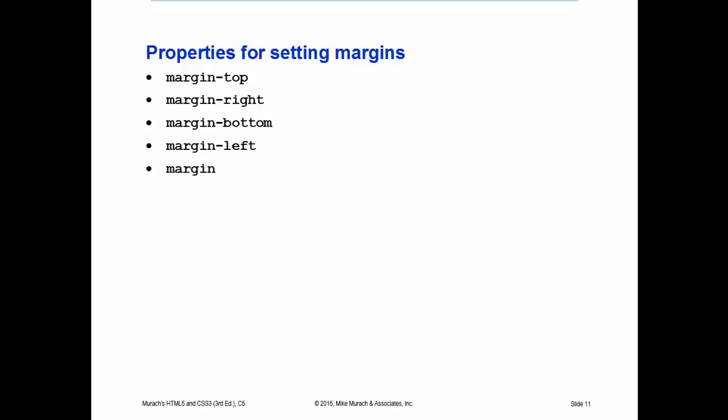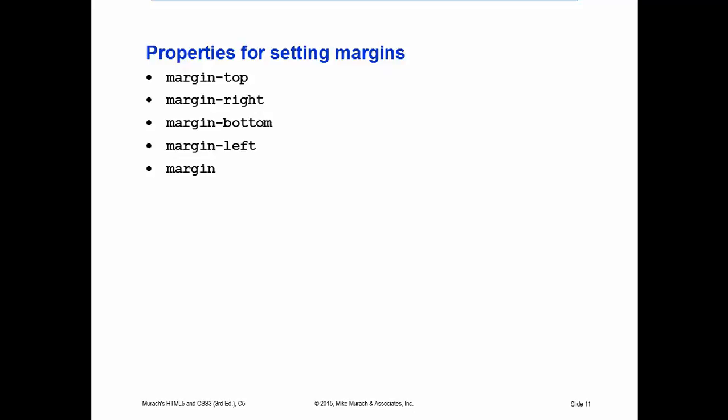So let's talk about margins. You've got margin top, which defines the space between the top border of an element and the top of the containing block or the bottom element below it. Margin right, which defines the space between the right border of the element and the right side of the containing block or the left side of the element to its right.